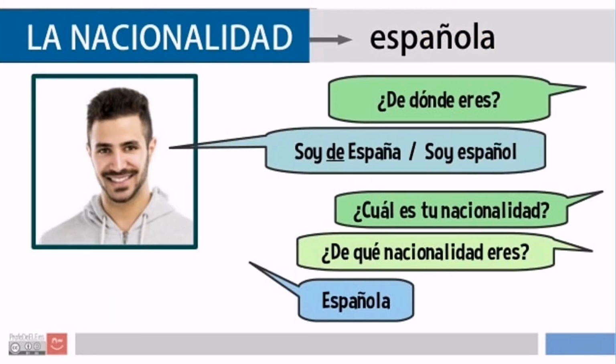Now we're talking about la nacionalidad, which is your nationality. So this man is Spanish. Su nacionalidad es española. So he's Spanish. How do we ask him about his nationality? We say, ¿De dónde eres? Where are you from? So you answer this question, Soy de España. This means I am from Spain. Or you say, Soy español, which means I am Spanish. We're going to upload a video about nationalities later on, so you can learn them and use your nationality. If you're not Spanish, you have to use the right term.